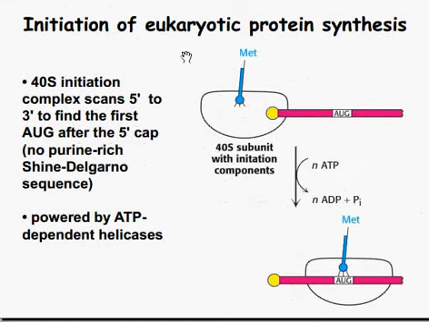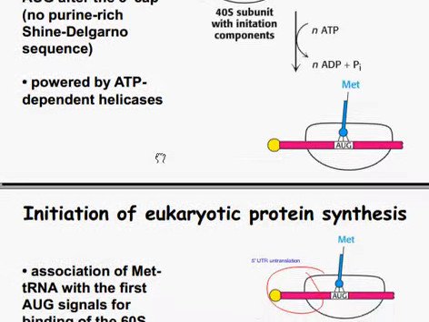Okay, so the initiation of protein synthesis, a little bit further in more detail there. The 40S initiation complex scans 5' to 3' to find the first AUG after the 5' cap. There is no purine-rich Shine-Dalgarno sequence in a eukaryotic cell. So it's powered by ATP-dependent helicases. So ATP is hydrolyzed to ADP plus phosphate, and it moves forward and finds the AUG start point.